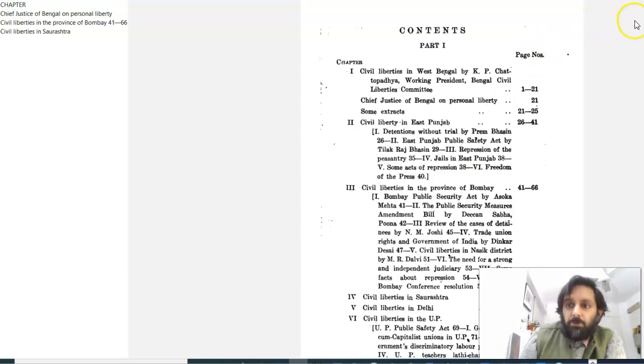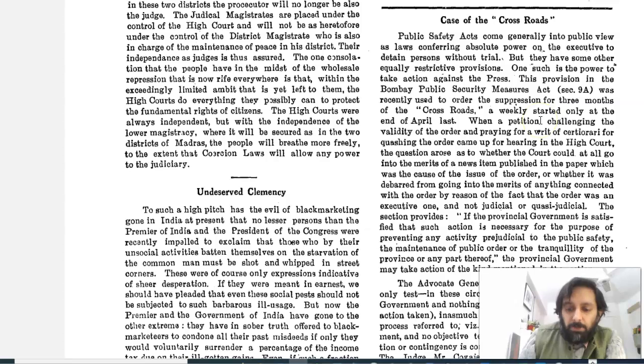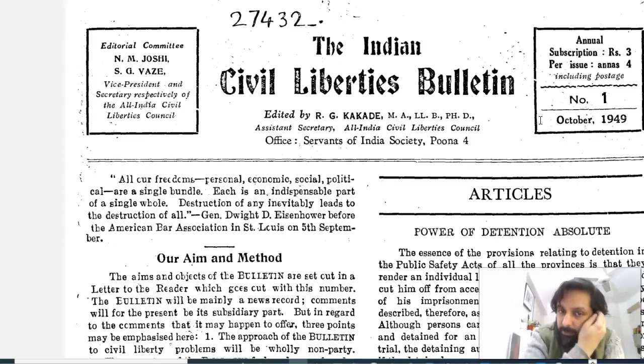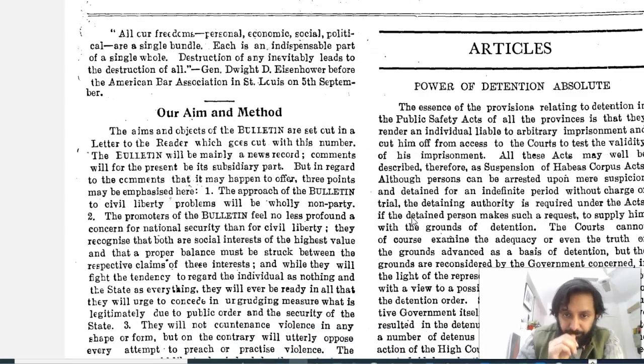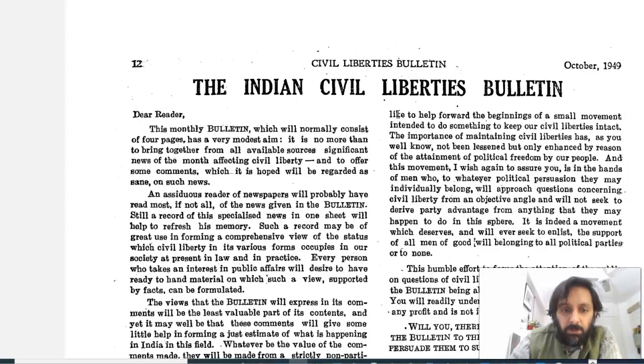And I'll just point you to a document, the Indian Civil Liberties Bulletin. This is the first issue in October 1949, and this continued for, I think, about 15 years. And you can see some elements of this. Of course, there's a lot of context in the late 40s with partition and communist disturbances in Telangana. One of the points of concern for civil liberties activists were these public safety acts, which allowed for preventive detention.